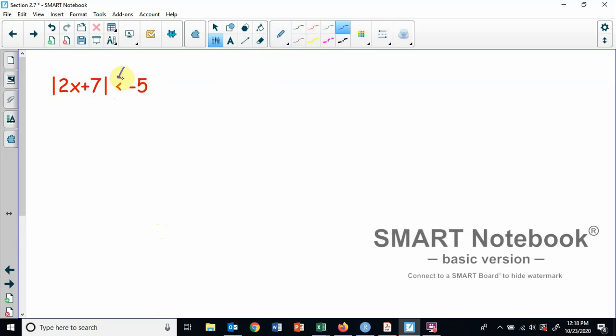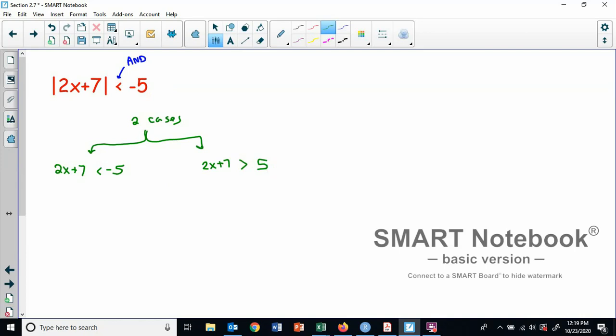So first off, what word is it? This is less than. So this is and. And we're going to consider our two cases. Our first case, just take it as it's written. Just drop the absolute values. So 2x plus 7 is less than negative 5. Our second case, 2x plus 7. Flip the inequality. So it was a less than, it's got to become a greater than. Change the sign. It was a negative 5, so we'll consider this a positive 5.